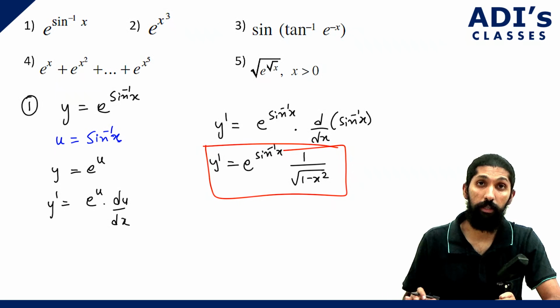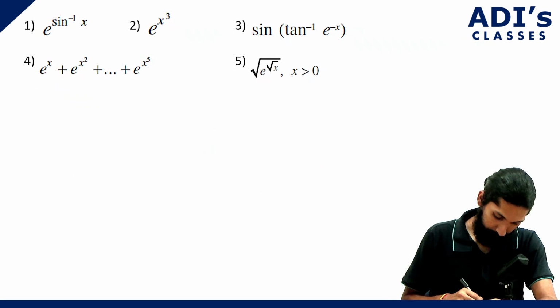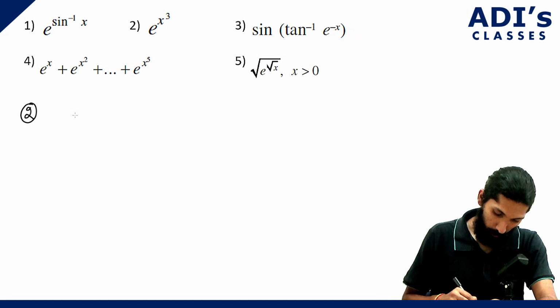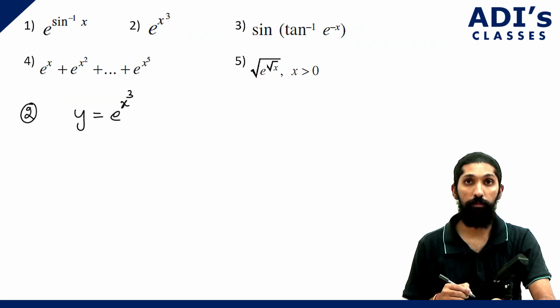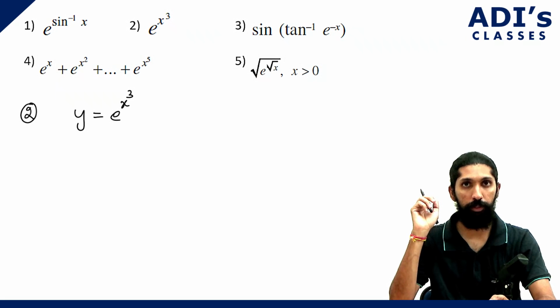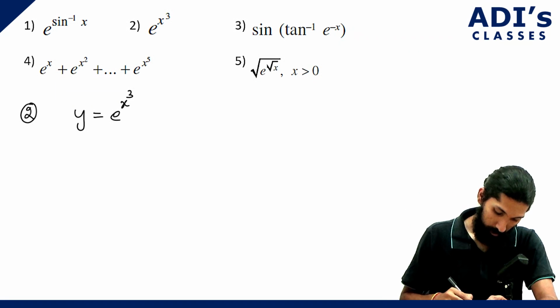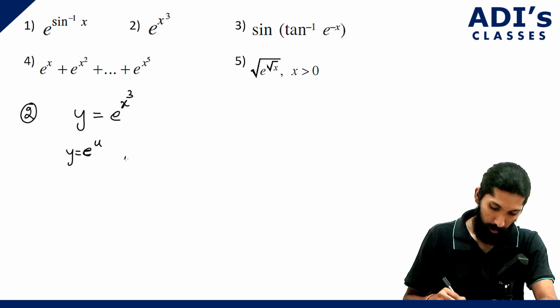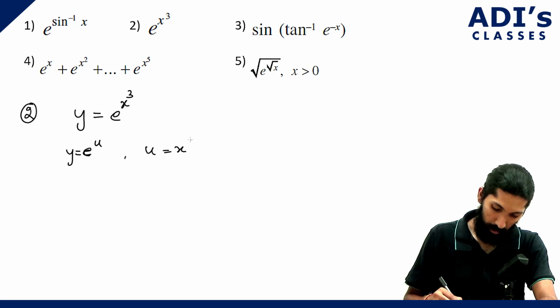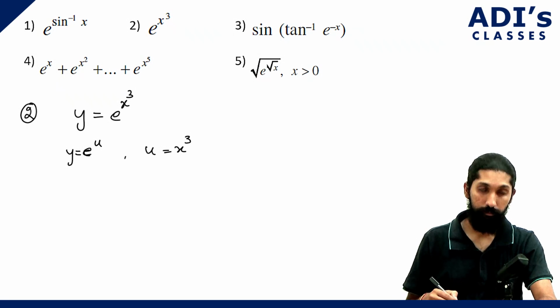Now let's do the next one. See the second one. y is equal to e to the power of x cube. Again, it's a composite function, a very simple type of composite function, right? Say y is equal to e power u, where u is nothing but x cube, correct?